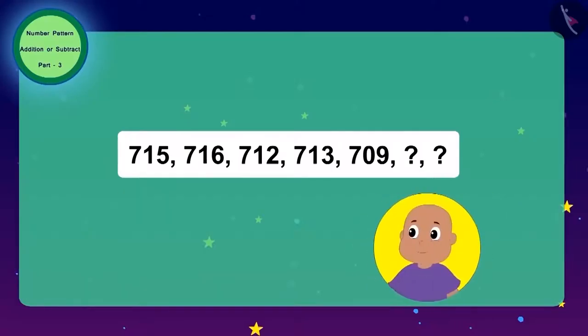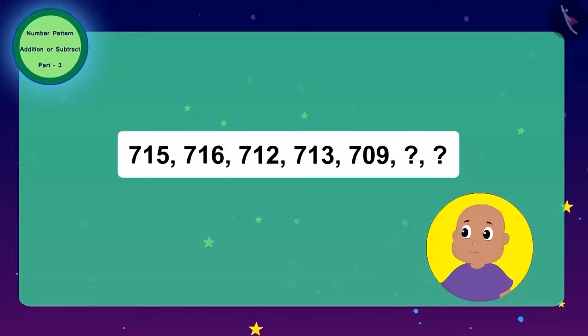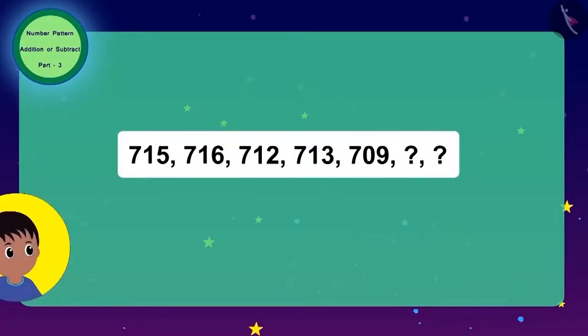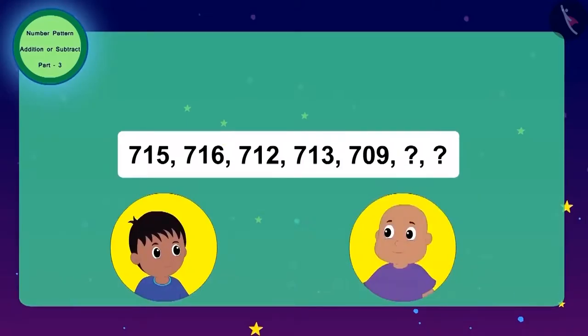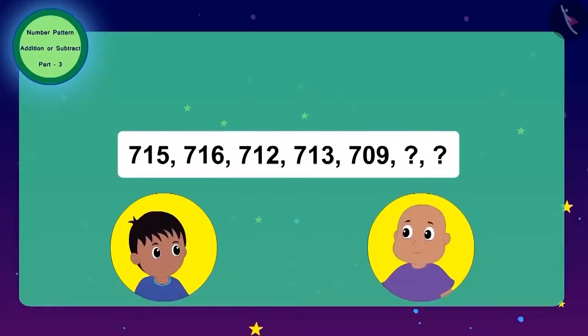But Bablu looked at the second and third number of the pattern and he felt that we can get the next number by subtracting 4 from the previous number. What do you think? Whose answer is correct? Raju's or Bablu's? Come, let's find the answer to this code with Raju and Bablu.